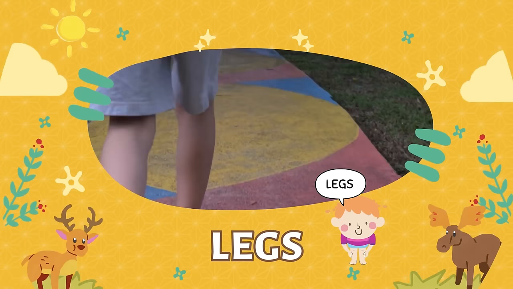Hi, let's learn the colors. Blue. Blue sparrow. Blue dolphin. Blue elephant. Pink. Pink ice cream. Pink pig. Pink flamingo. Yellow. Yellow umbrella. Yellow cat. Yellow star.